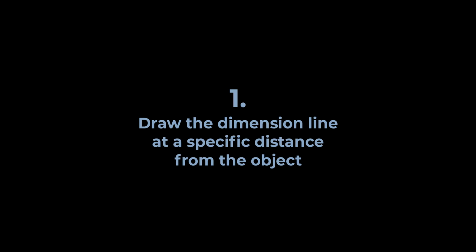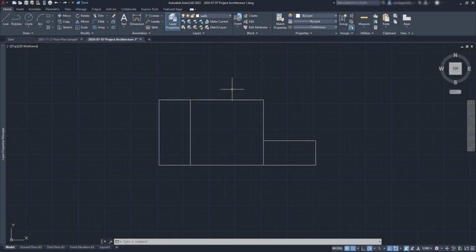Draw the dimension line at a specific distance from the object. Suppose we have this example and we need to add dimensions to indicate the lengths of these lines. In fact, that's easy to do. We just need to activate the command dimension linear. Click on 2 points and finally click again to place the dimension line, right?